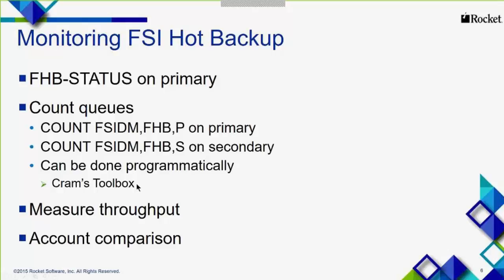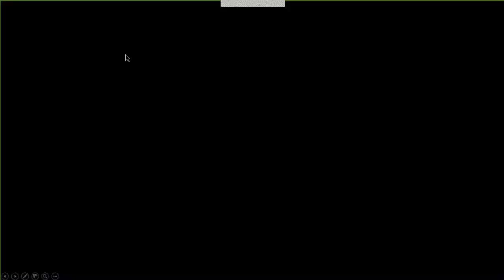You can also do something programmatically to monitor this. I have an FHB util account that I have some tools in to monitor the stuff, and I'll share those with you. We do have some tools to measure throughput so that you can see how long it actually takes a transaction to get from one side to the other. And I also have written an account comparator that I can share.